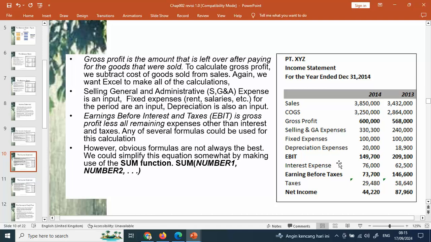Earning before interest and taxes is a gross profit. It is what remains other than interest and taxes. So earning before interest, not yet paying interest, not yet paying tax. So this is earning before interest and taxes.